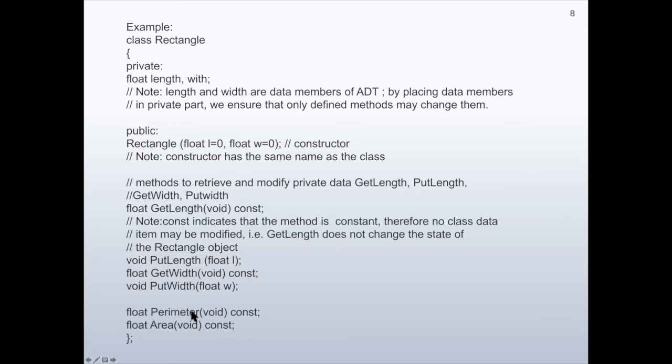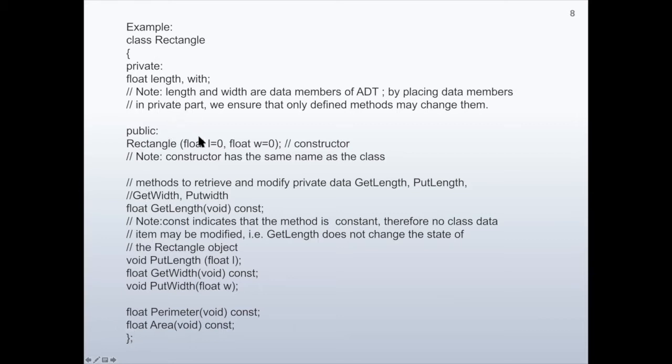We have two methods for the calculation of the perimeter. Here no input is needed because the length and width of the object are already inside the data members, and it will calculate the perimeter and return that value. No data member is going to be updated. This is a constant method. And similarly, the area: there is no input, the area is calculated, and it's a constant method. It will return whatever is calculated as the area. It's a floating value. So this is the end of the class declaration.